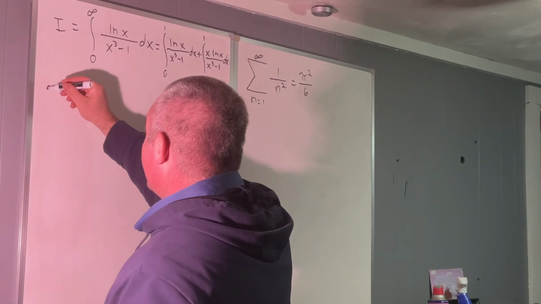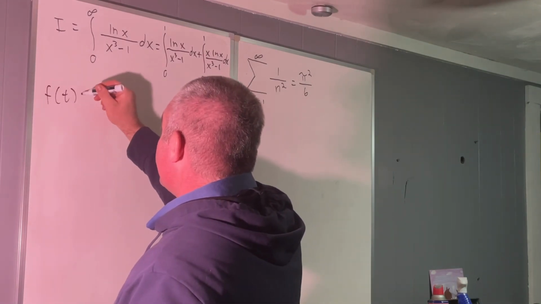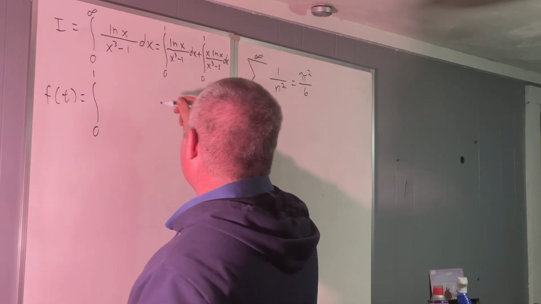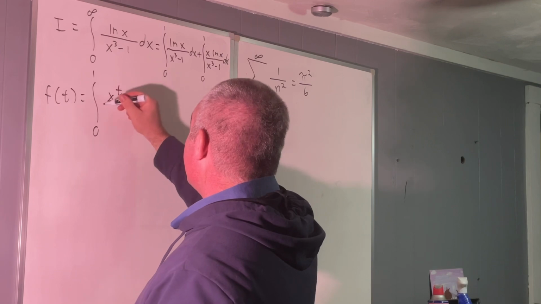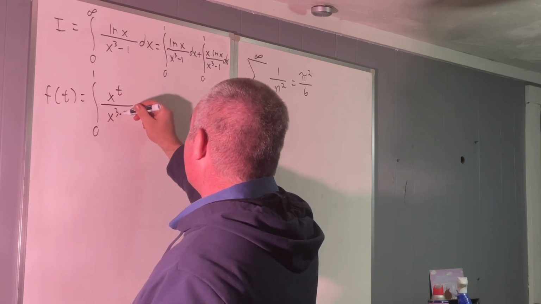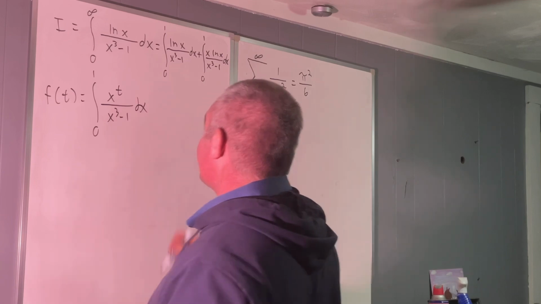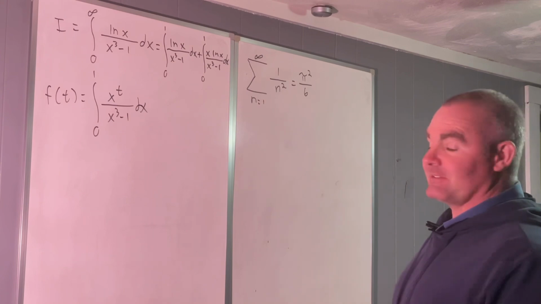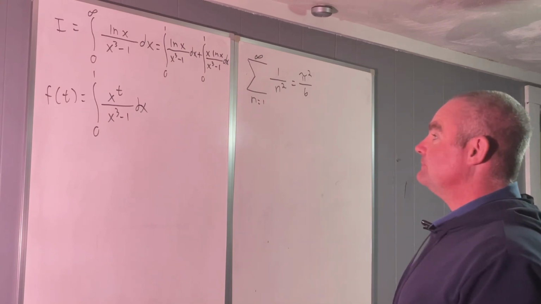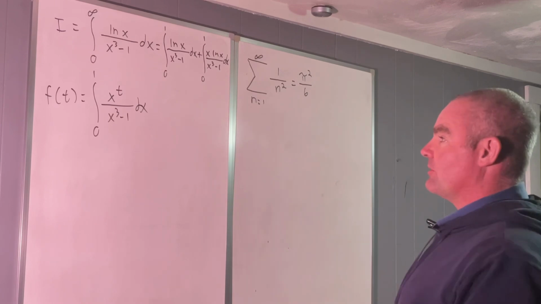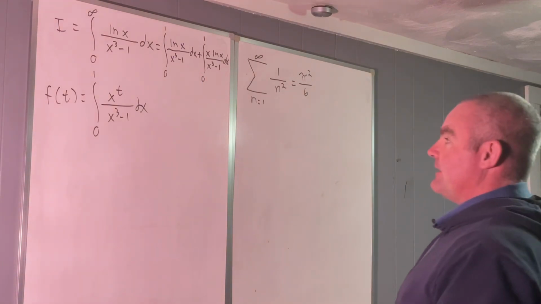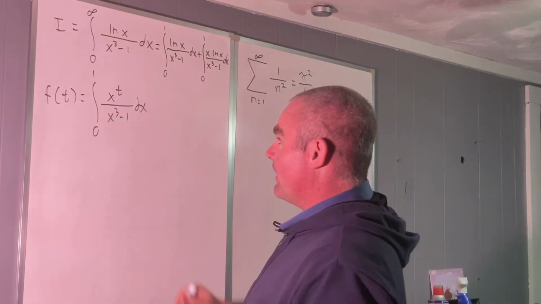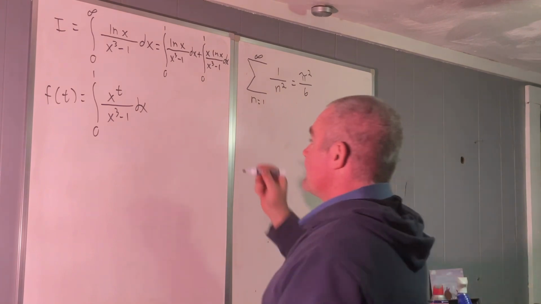Next, let's create a function of t equal to the integral from 0 to 1 of x to the t over x cubed minus 1 dx. And some of you are probably thinking to yourself, wait a second, that doesn't converge. You're right, it doesn't. Luckily, we're not actually going to be using f of t to solve this. We're going to be using its derivative. The derivative of f of t does converge.